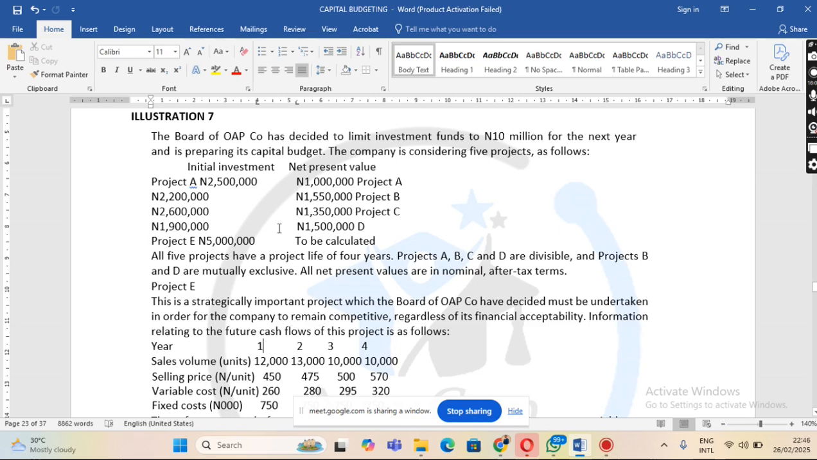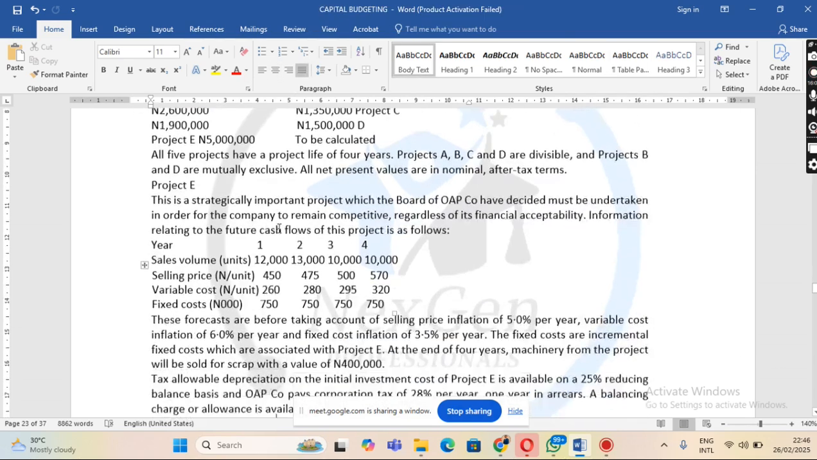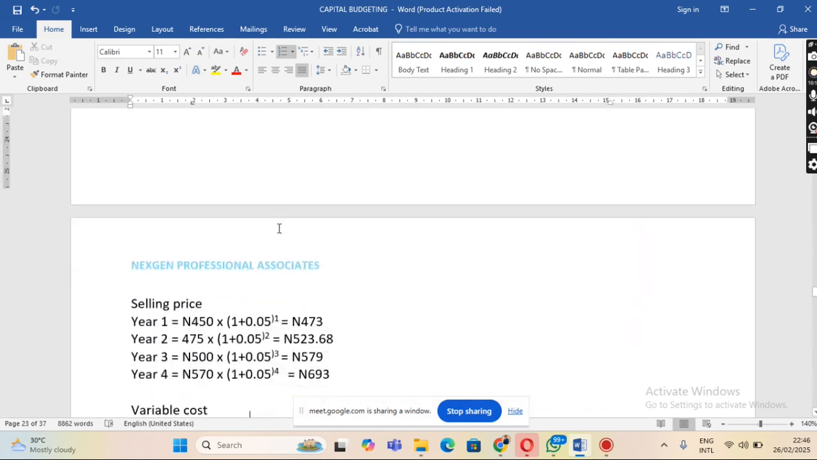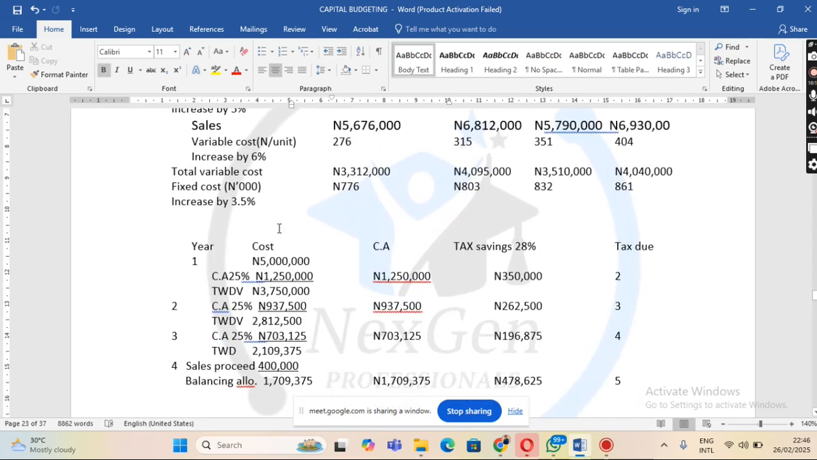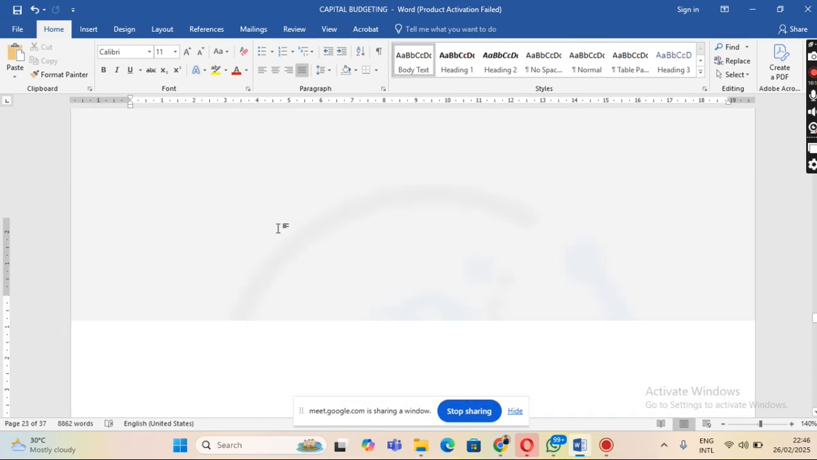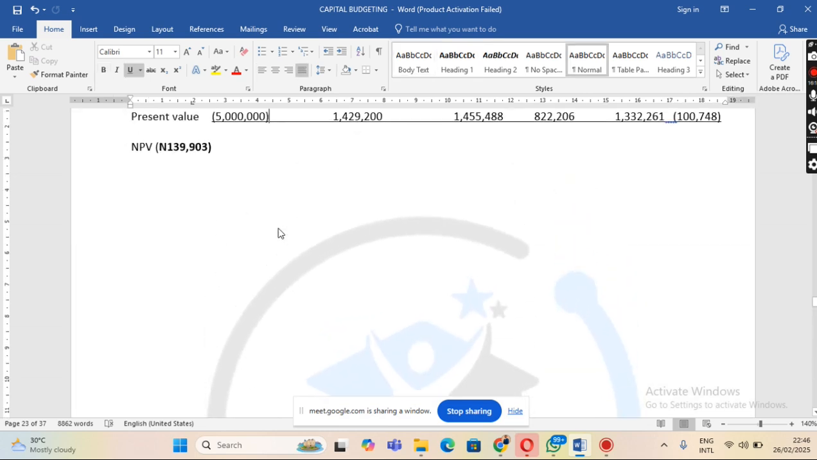Fine. So the next thing is to do the profitability index so that we can actually allocate the funds. The fund of what? That 10 million. Class, please pay attention to this. Then we start. Okay. Profitability index.